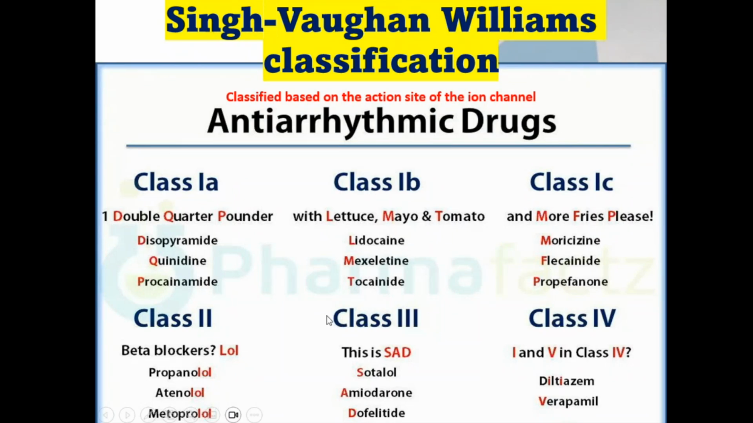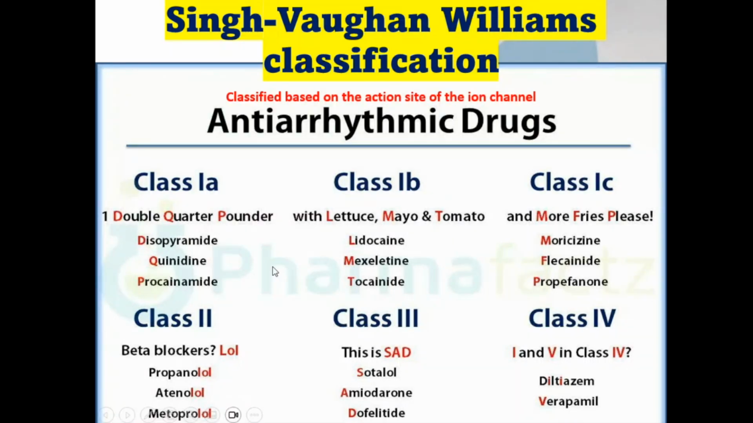Out of all these, I think we only use lignocaine. I don't think so far in my anesthesia practice I have ever seen disopyramide. Quinidine we use as an anti-malarial, not as an antiarrhythmic. Procainamide I have never seen before. Mexiletine, tocainide, I've never seen before. Basically, most of them are amide local anesthetics. Okay, they all are amide local anesthetics, and lignocaine is very widely used as an antiarrhythmic.